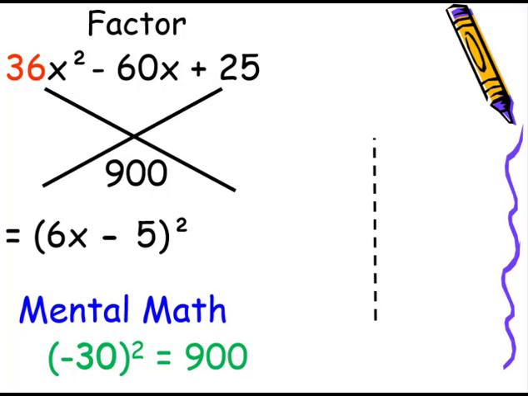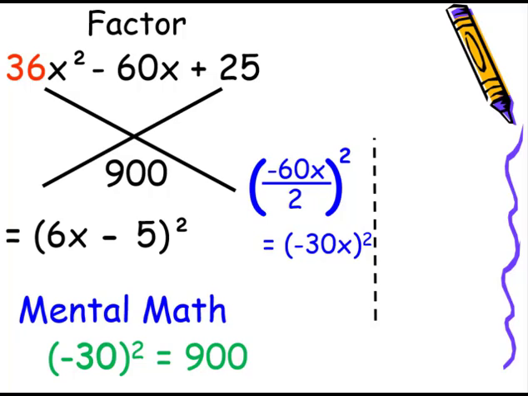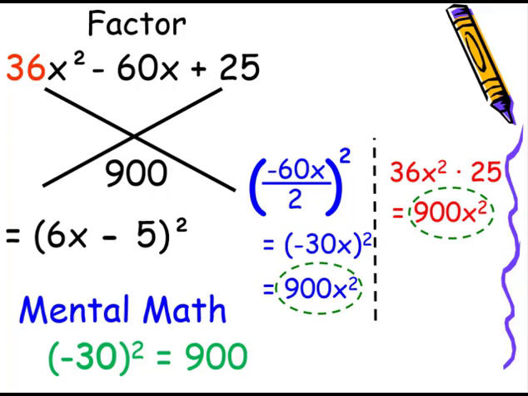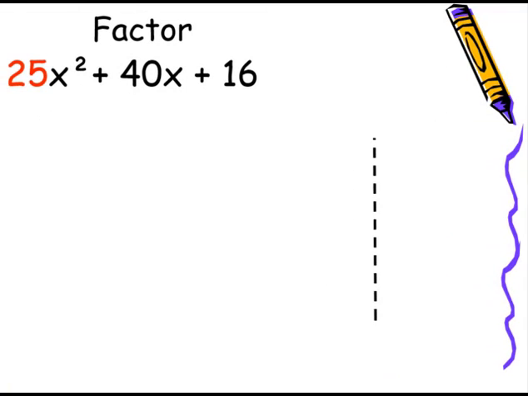A more detailed check would be to take half of negative 60x and square it. This will leave us with 900x squared. We will check that by multiplying the first term times the last term, and it checks. Let's take a look at one more example.